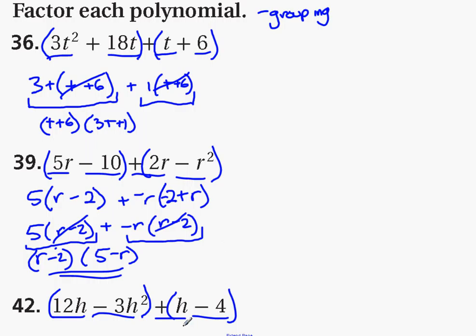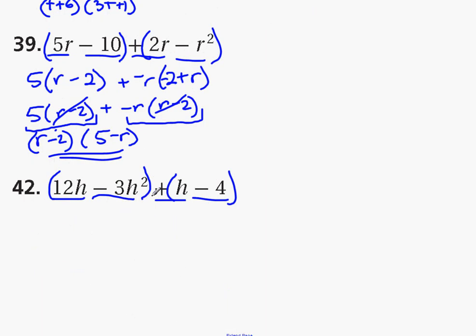So, going now to 42. The greatest common factor here is 3h, leaving me with 4 inside. And then I have here a minus h. So here I have an h minus 4.